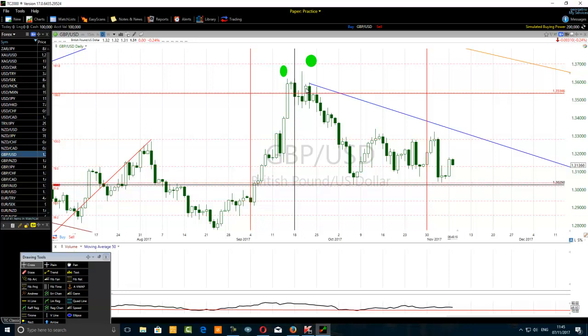Let's see what the British pound US dollar is doing. Normally, it should also show the same pattern. But if the euro is exhibiting a bearish chart pattern, we want to see also the British pound US dollar showing us a kind of bearish chart pattern. Here is one here, a good reason why we should sell.